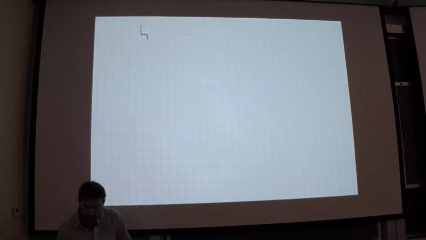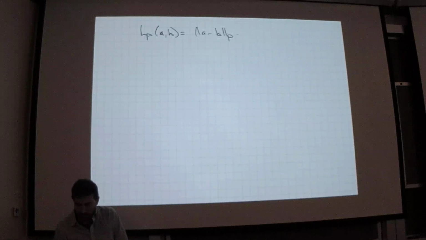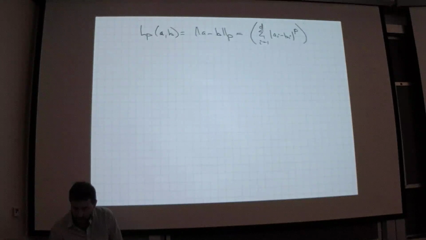Okay. Let me just write in general now the LP distance between A and B, A minus B, with the norm being P. This is defined as the sum from I equals 1 up to D of the absolute value of AI minus BI to the power P. Then I take all of this to the power 1/P.